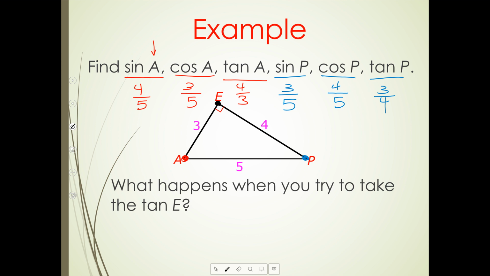And what happens if we take the tangent of E? Tangent of E would be opposite over adjacent, and again, we don't know which side. So the best way to avoid that and not run into these problems is we're never going to work with, I shouldn't say never, we're seldom going to work with the 90-degree angle. Everything's going to be the other two angles. By the way, I should have asked this question earlier on. Maddie, what's the relationship between angle A and P?